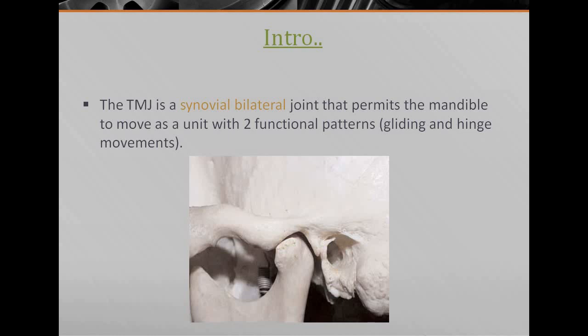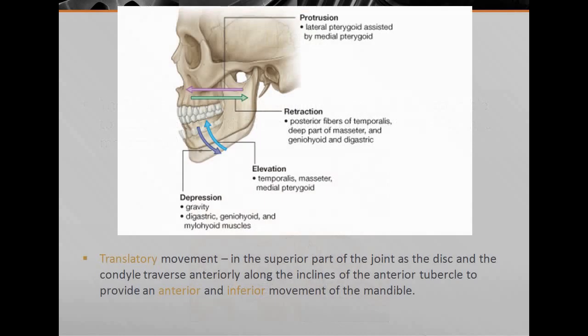It is a synovial joint that permits the mandible to move as a unit with two functional patterns, that is, gliding and hinge movement. Gliding and the hinge movement. So we'll see what are the movements that are possible.